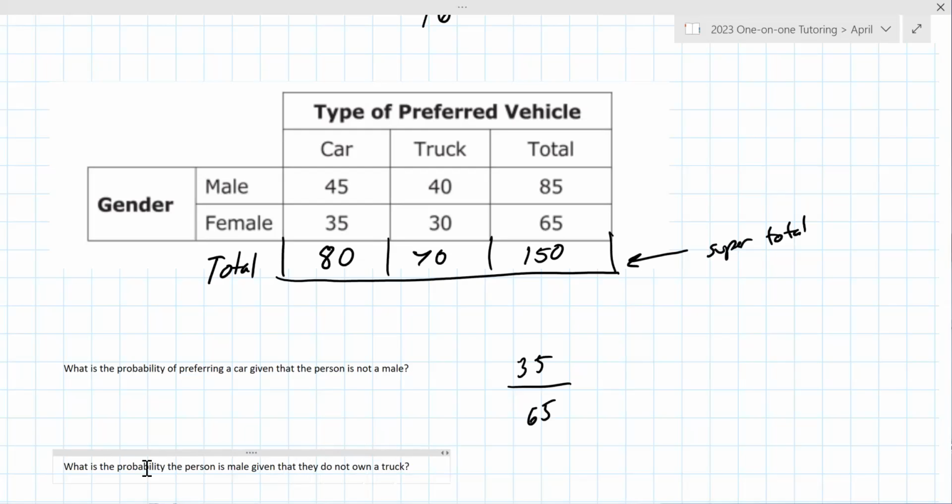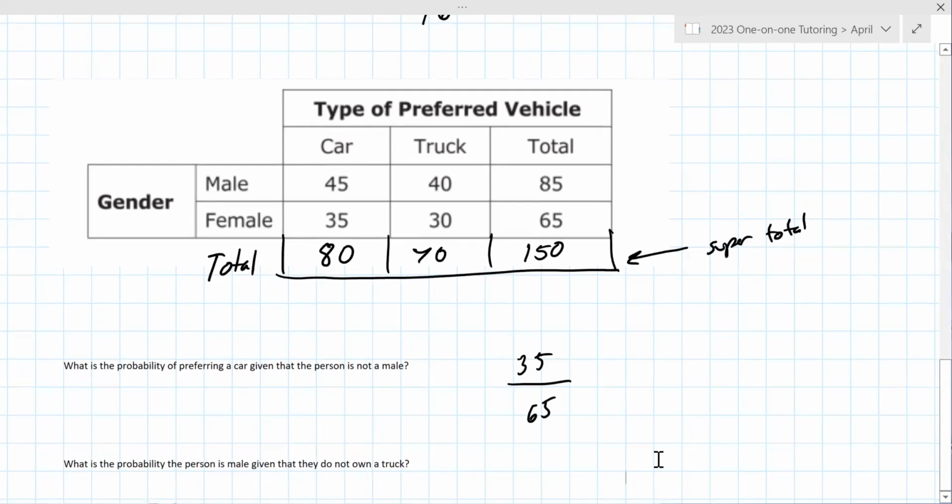You can't own a truck. That's 45 over... 45 over 80. Yeah. All right. Good. Really good.